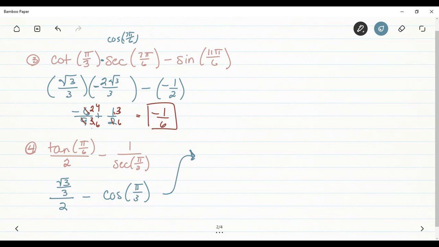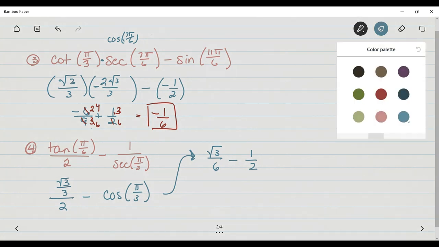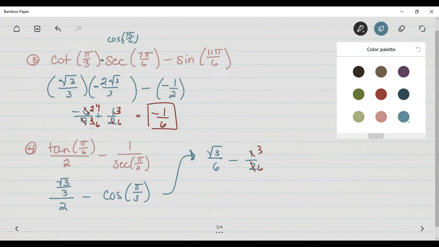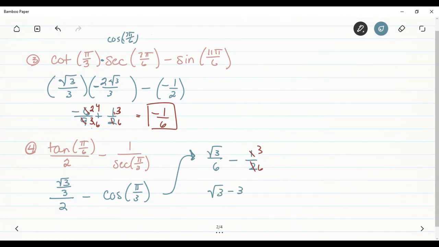And I'm going to simplify the first fraction. We get radical 3 over 6, right? Keep change flip. And then we're going to subtract cosine of pi over 3, which is a value of 1/2. Changing this to a common denominator, change this to 6, this is 3. When we combine this as one expression, we end up with a square root of 3 minus 3. Can't combine those, and leave it all over 6, and you are completely simplified.